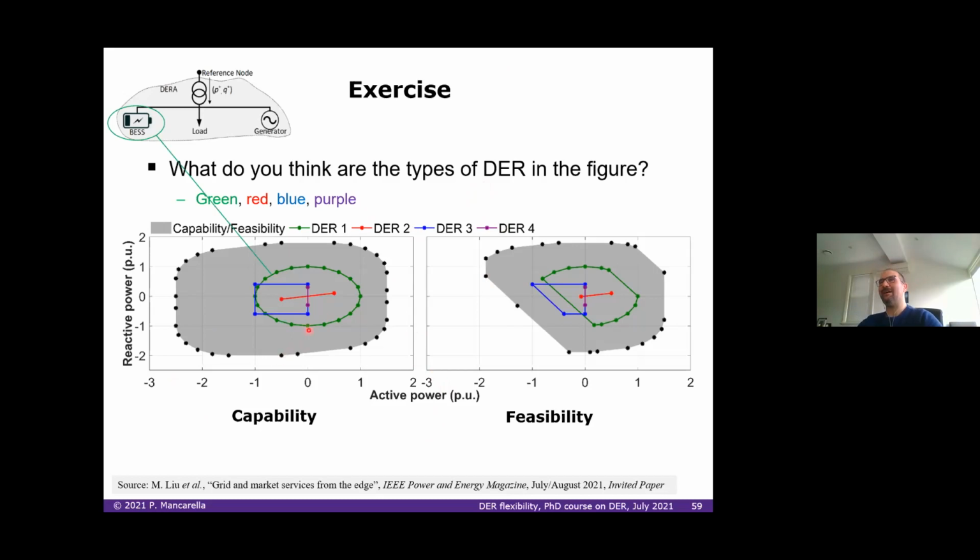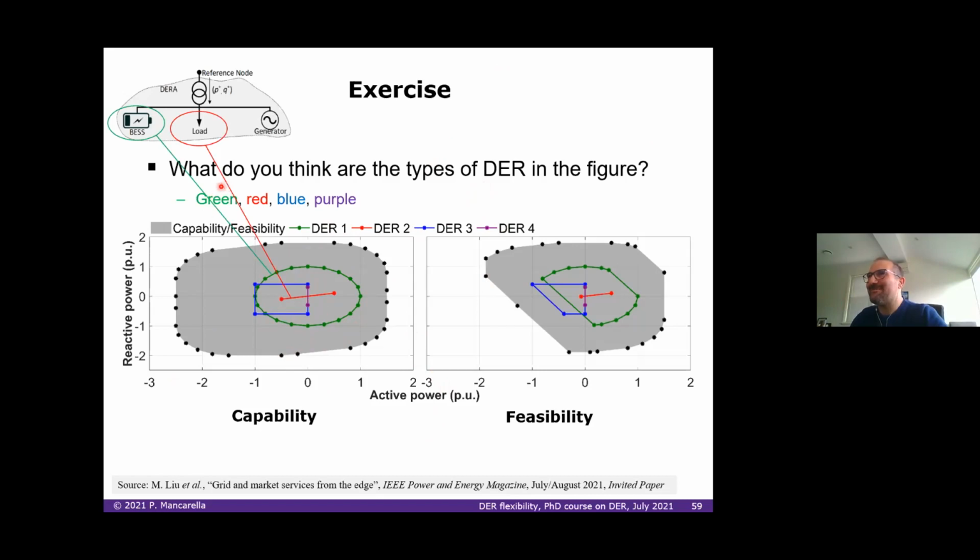Green is a battery. How do you see green is a battery? Because as you can see, it's got this sort of quadratic shape, and then there is both active and reactive power, positive and negative. Okay, and now there are lots of answers. Okay, thank you. So what is red?